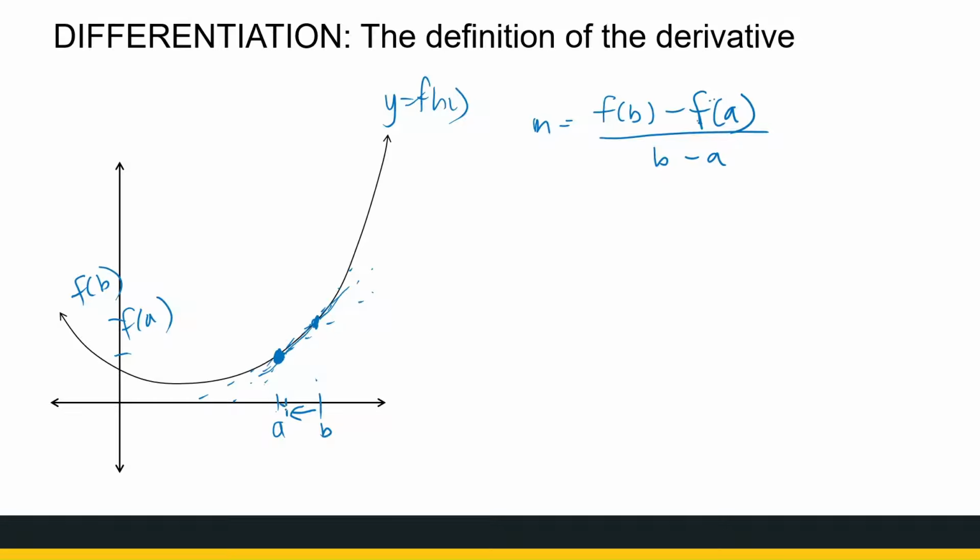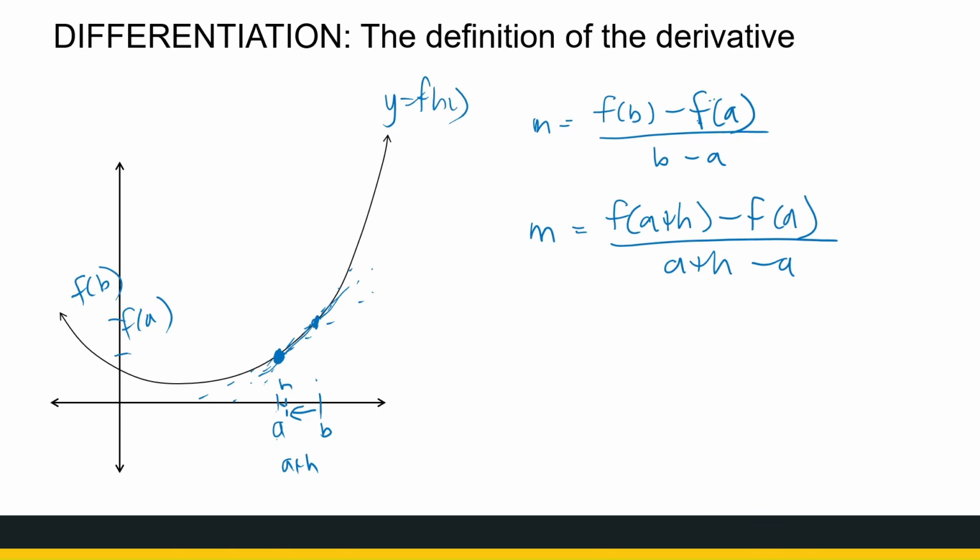So what we're saying is, let's make that distance h. So then I've got my point A and my point A plus h. So then the gradient between those 2 points will be f of a plus h minus f of a divided by a plus h minus a. We can simplify the denominator, that's f of a plus h minus f of a divided by h. So that will now give me the gradient of the straight line connecting the dots between a and a plus h.